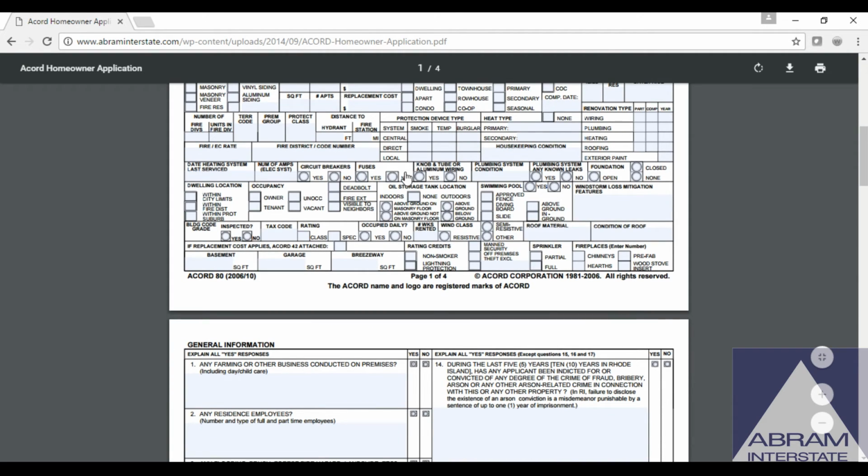If you have a situation that has fuses or knob and tube wiring, please be sure to contact our office first. Roof material is very important as well. We need to know composition, tile, slate roof, metal roof. Any of those items can help us market it to the right product.